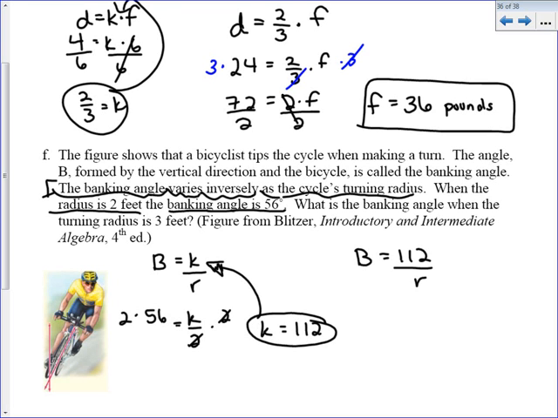What is the banking angle when the turning radius is 3 feet? So do I have the number now to go in for B or to go in for R? R. These are the questions that you should be asking yourself as you're working through these. So I've got B equals 112 divided by 3. That's our new radius.